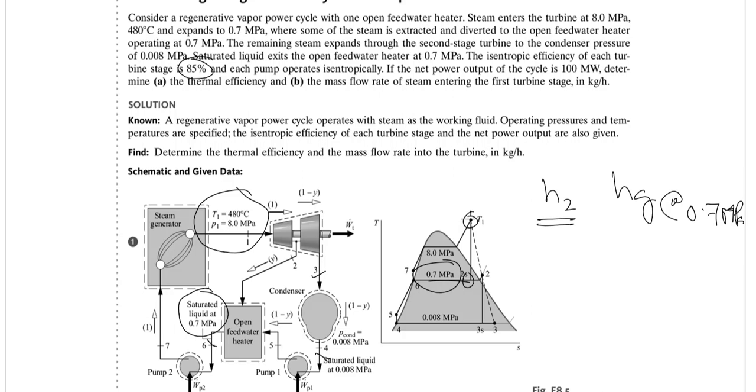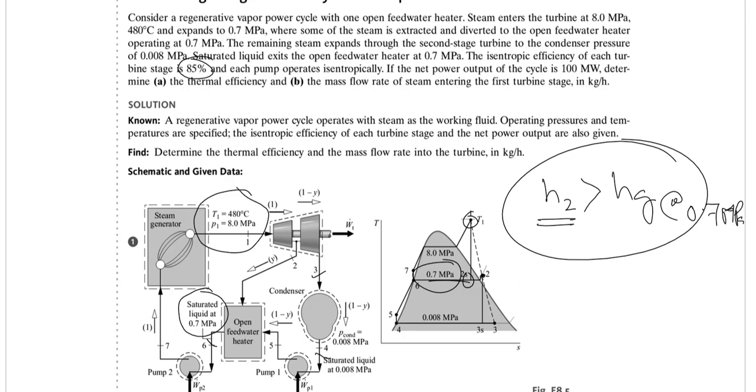So by using that formula, or by using the values, I've found that the enthalpy H2 is greater than the enthalpy Hg at 0.7 megapascal. That means we are outside the vapor dome and in a superheated region. Once I'm in a superheated region, I would be using the superheated steam table now.